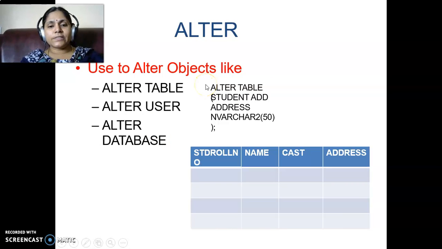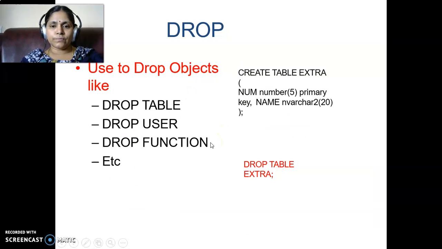Once the table is created, sometimes we may want to alter the table by adding a new attribute. An attribute is also called a field. For example, if I want to add a new attribute address, then we write alter table student add. Add is the keyword we use to alter the table. Address nvarchar2 of 50, the size is 50. In this way we can alter the table.